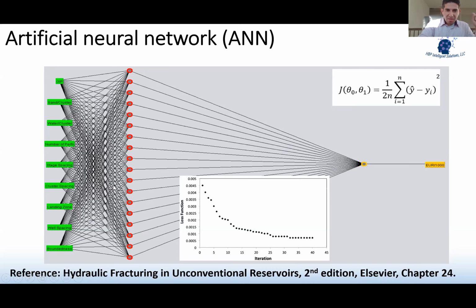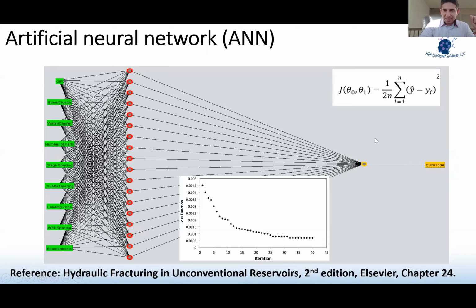Okay, and then there's a hidden layer in the middle, and in this hidden layer you have these hidden neurons. Each red circle represents a hidden neuron, okay? And these hidden neurons are basically used to process your input features and connect that to your output feature. And in this case, my output feature, for example, is EUR per 1,000 feet, okay?